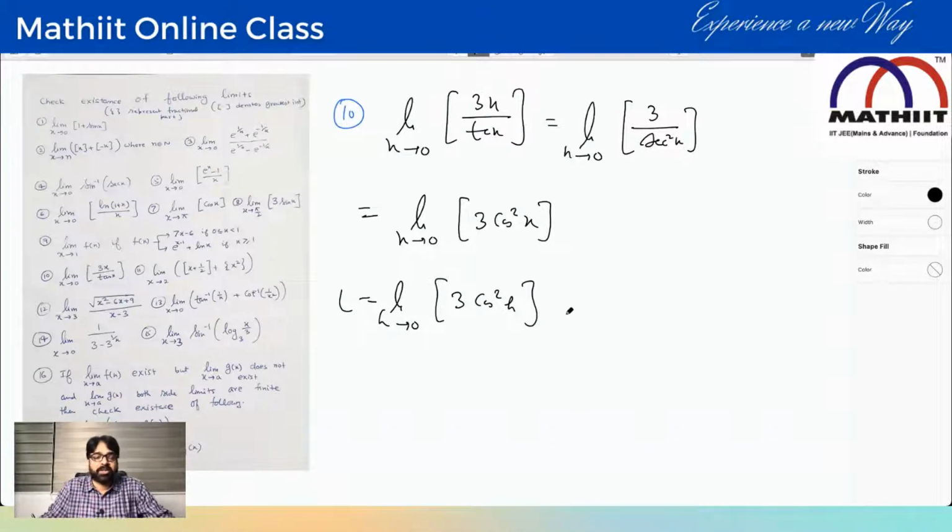Cos minus h is cos square h. I told you cos h is less than 1, so cos square h is 100% less than 1. Actually, more less than 1. Right? So 3 cos square h will be less than 3, so the greatest integer will become 2.